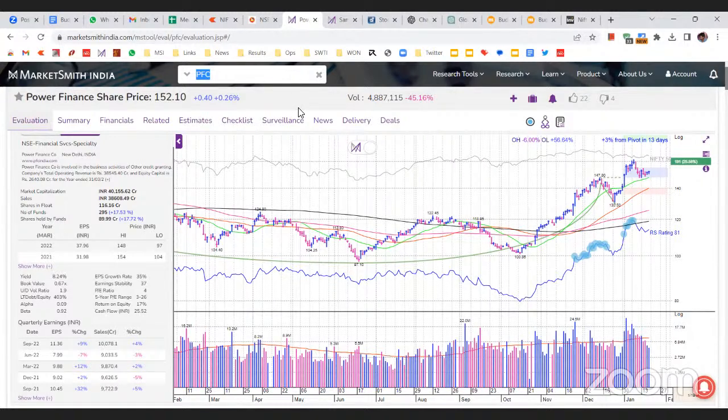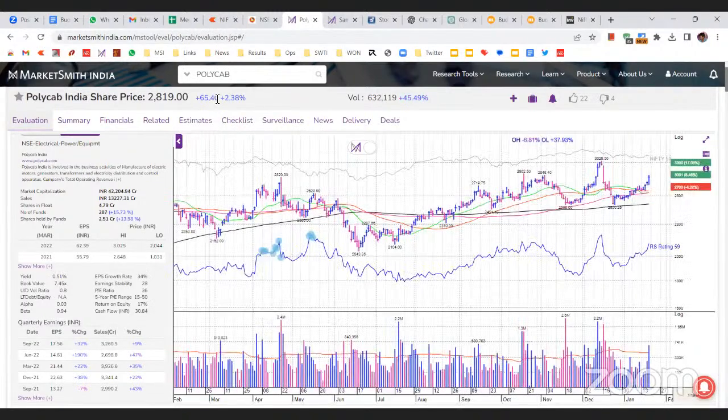So next, I can make one more. Yeah, Polycab we can go for. So it reported a result today, and the result was good. It was above estimates on all fronts. So the earnings as well as the margin improvement for Polycab was very good, and that's what is getting reflected in the stock price. The stock was up around 2 to 3%.